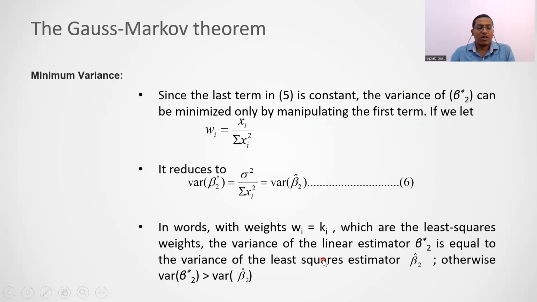This proves that beta 2 hat is linear and unbiased, and it has the minimum variance among all such estimators. That is why the least squares estimator beta 2 hat is unbiased, linear, and has the minimum variance.